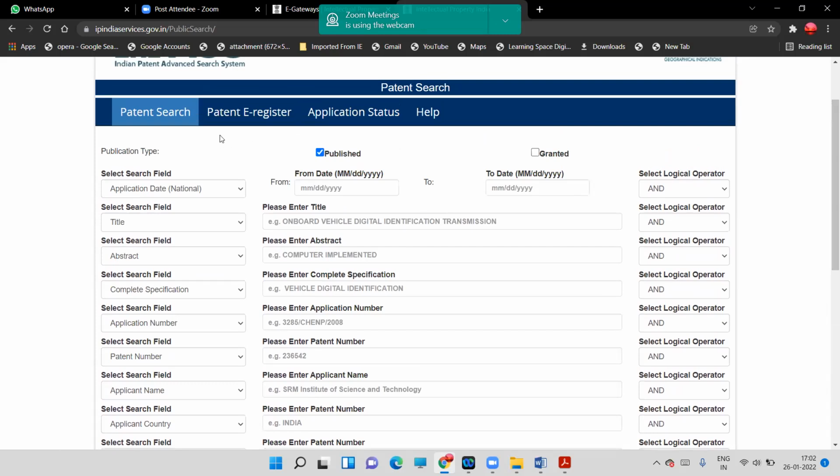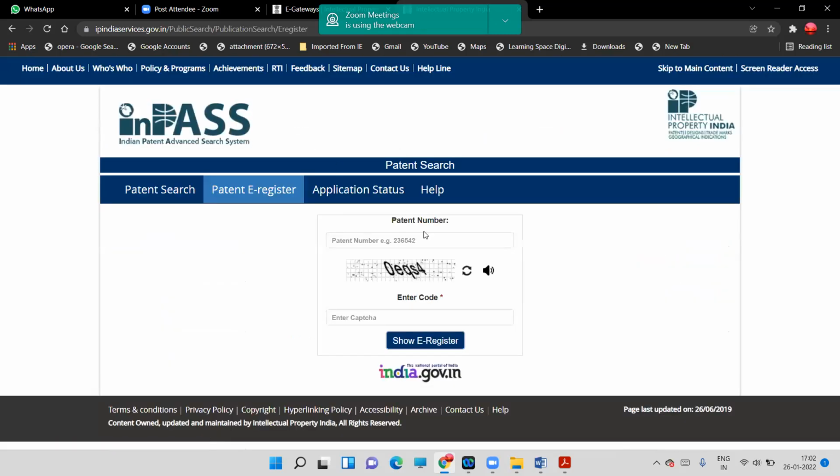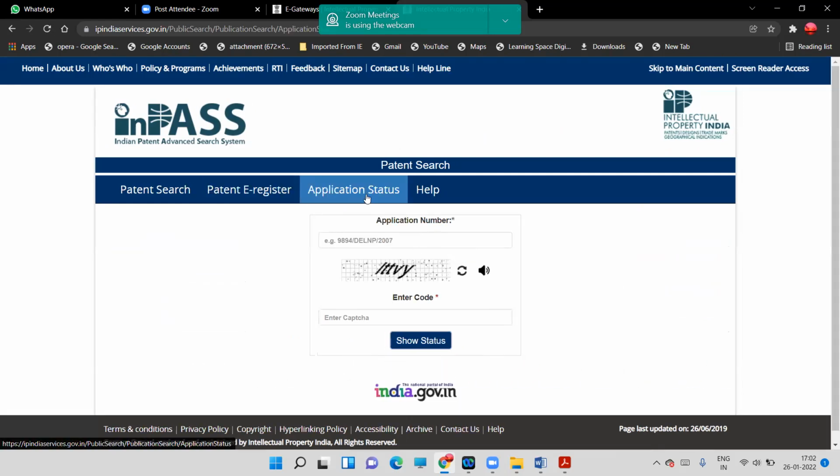Okay. The second one is the patent e-register. Here, after the grant of the patent, it is forwarded to the e-register and all the documents related to it you will get here. Application status you will get here, and this one is the help section. Okay.